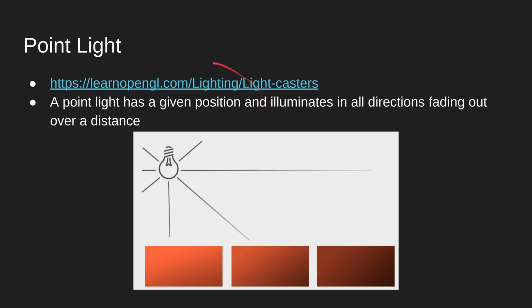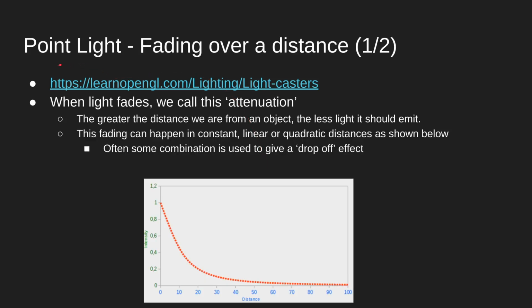A point light is something that has a position, and it illuminates in all directions, fading out over a distance. There's a nice discussion of this on the Learn OpenGL website, but again, it's just a light source. You can think of it like holding a light bulb in your hand, and it shines out in all directions, but only for a certain distance, right? When you turn your light on in your room, it doesn't light up your neighbor's room. There's a certain distance it works. With point lights, we say they fade over a distance for how bright they are, how far the light rays travel.